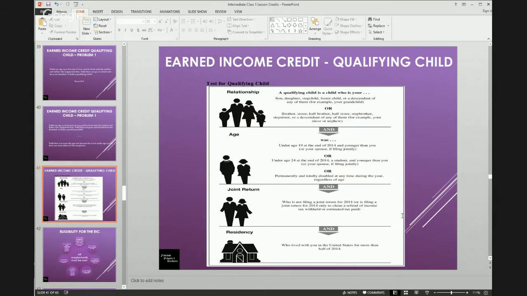For the earned income credit, the qualifying child has to pass the relationship test, which means that they need to be son, daughter, stepchild, foster child, descendant of any of those, in other words, your grandchildren, or brother, sister, half-brother, half-sister, stepbrother, stepsister, or descendant of any of those, for example, nieces and nephews. They need to pass the age test. The age test is under age 19, or under age 24 and a student, or permanently and totally disabled.